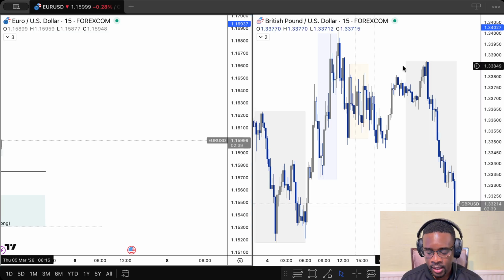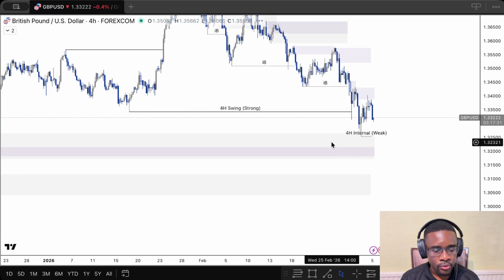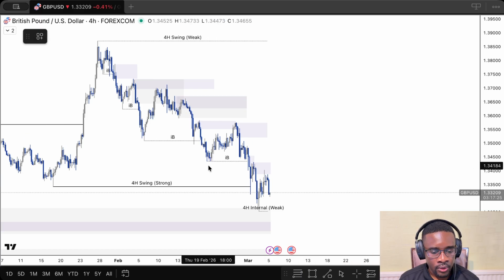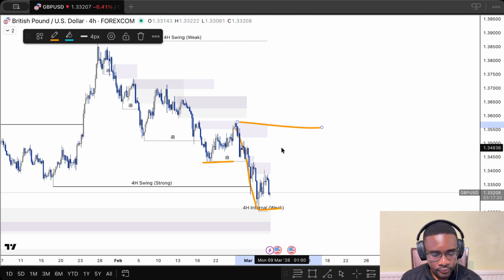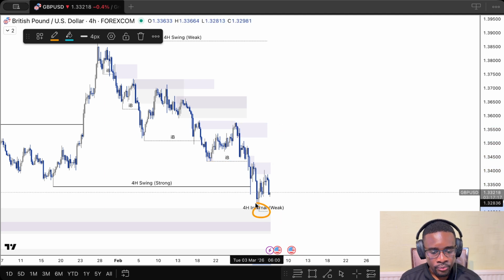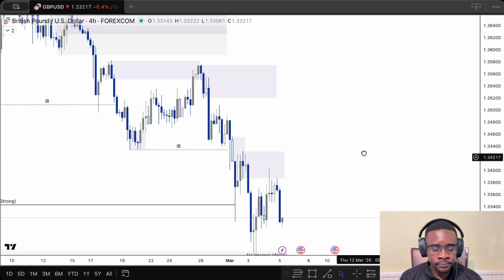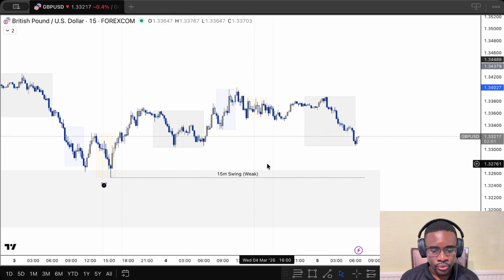So let's have a look at the pound, coming back to the 4 hour. All right, I'll try to make this quick. On the 4 hour, clearly we are bearish. This is the range we're in. We have mitigated this daily demand and had a reaction, mitigated this supply and also had a reaction. So now let's jump into the 15-minute.